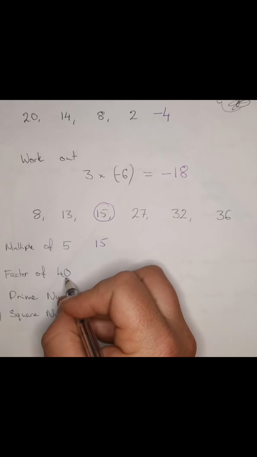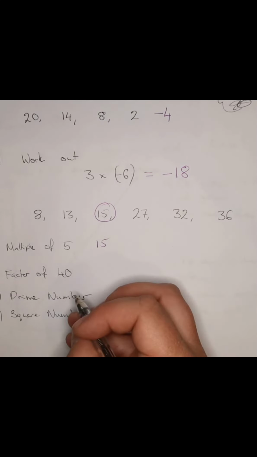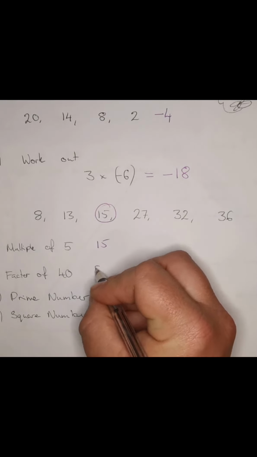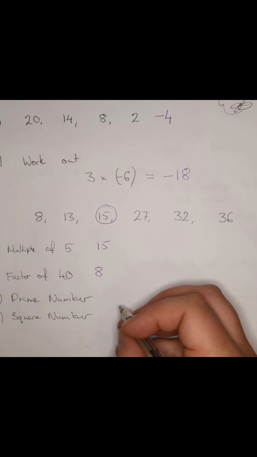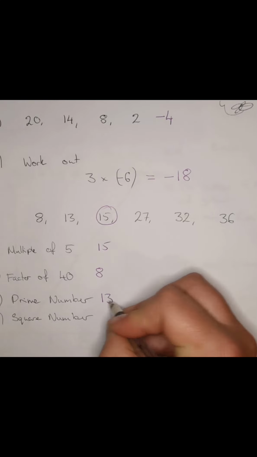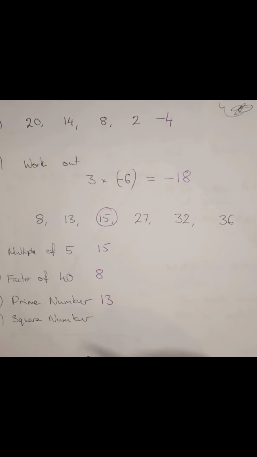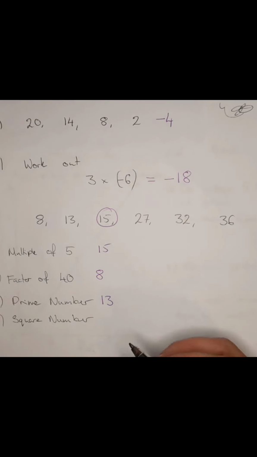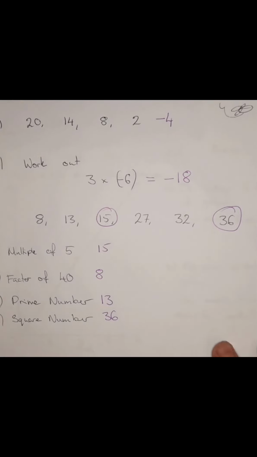Then a factor of 40. Factors are fewer, so this is a nice number that fits inside 40 nicely, so that'd be 8. A prime number, so that's a number that's got no factors other than 1 and itself, so that'd be 13. And a square number, so that's a number times by itself, so 1 times 1 is 1, 2 times 2 is 4, 3 times 3 is 9. So I'm seeing that we've got 6 times 6 there, which is 36.